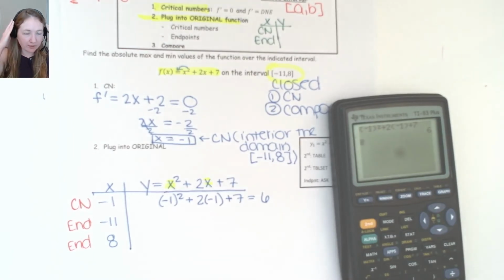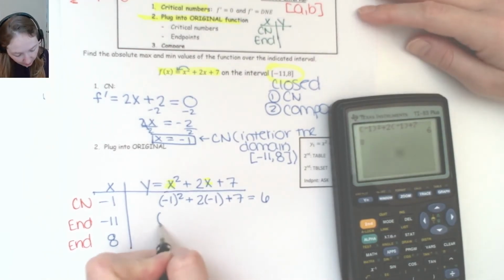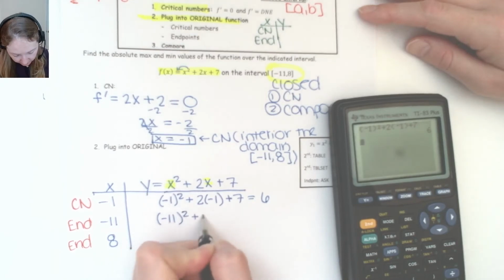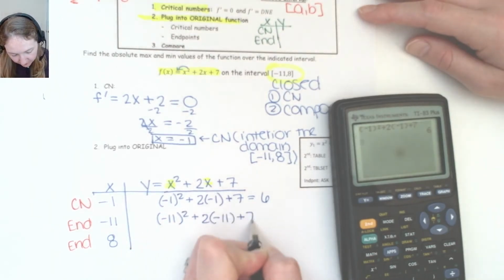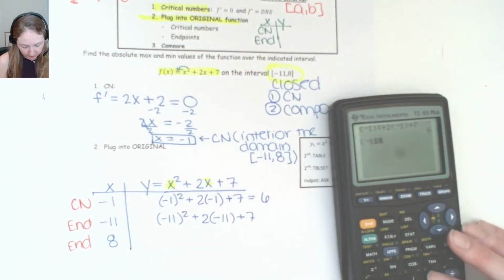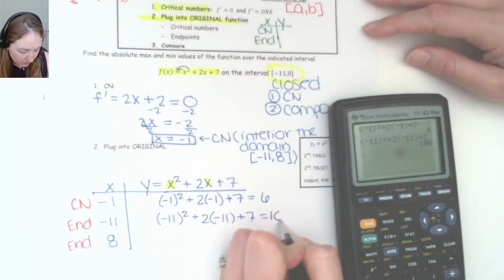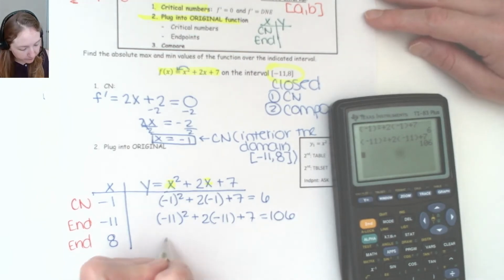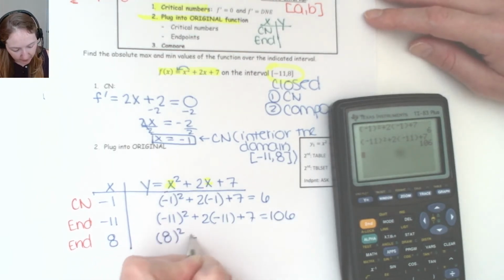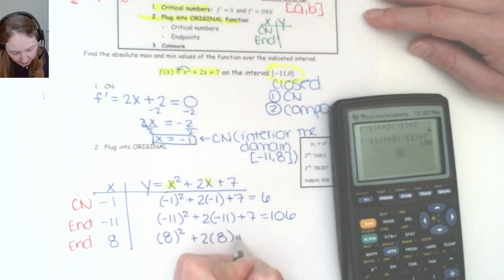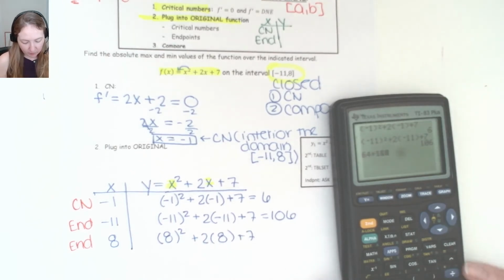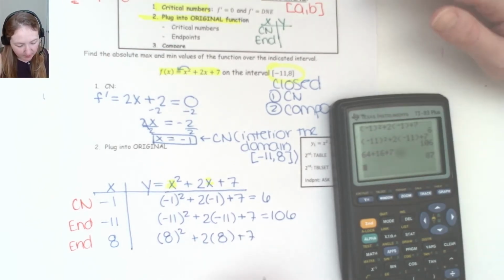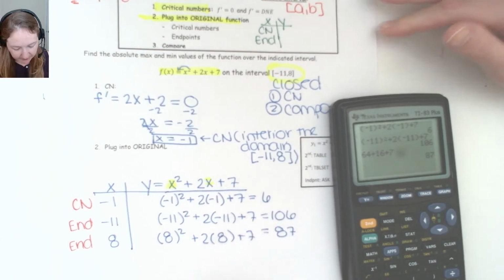All right, then we plug in our -11: (-11)² + 2(-11) + 7. Again, you can use your calculator to do this. That is totally fine. And that gives you 106. And then plug in the 8: 8² + 2(8) + 7. So we have 64 + 16 + 7, and that gives us 87.